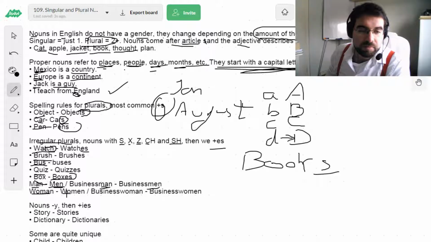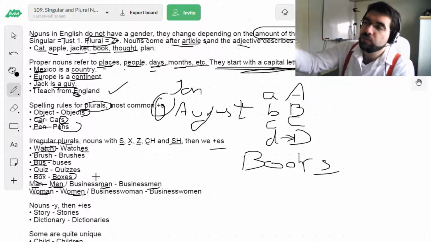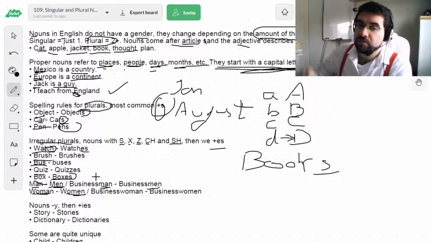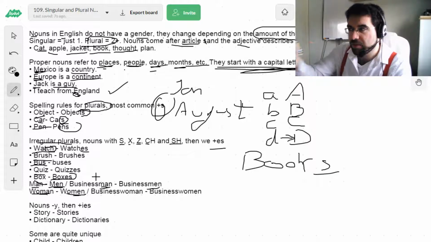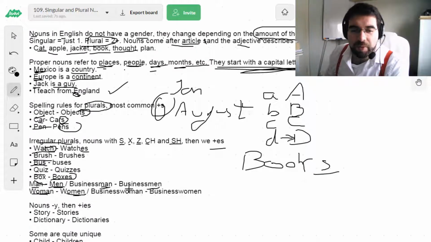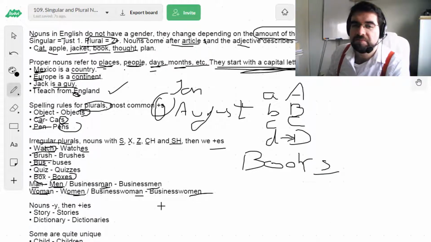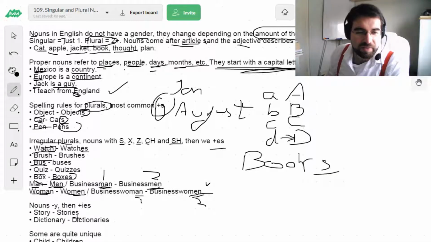Woman, women. Businesswoman, businesswomen. One and two. One man, two businessmen. One woman, two businesswomen. Very nice. Let's try and get a closer look here.